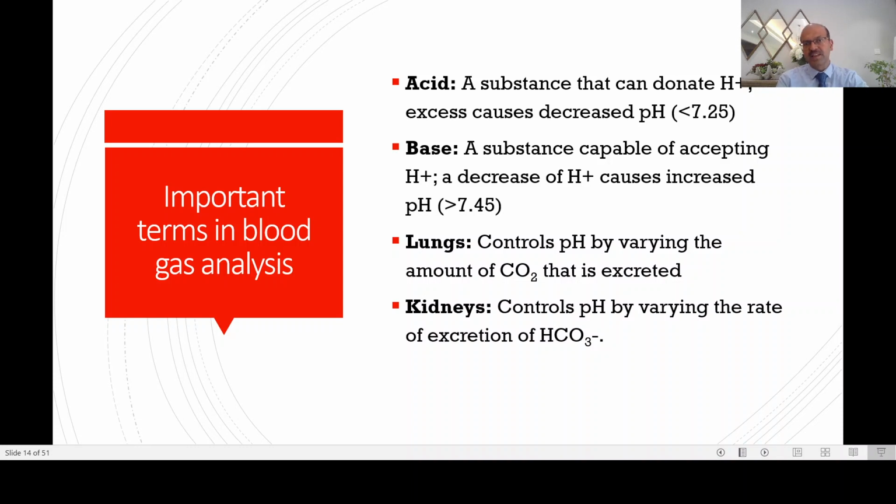Acid is any substance that can donate hydrogen ion, and it causes decreased pH if it is in excess. A base is a substance capable of accepting the hydrogen ion, and the reduction of hydrogen ion causes increased pH. The lungs are one of the buffering mechanisms where we control the pH by varying the amount of carbon dioxide that's excreted. The kidney controls pH by varying the rate of excretion of bicarbonate. It also has a role in secreting the other acids, which may accumulate in renal failure and lead to a high anion gap metabolic acidosis, as we'll see later. The buffer mechanisms in the body are, obviously, respiration through carbon dioxide, and hemoglobin, which is a buffer as well, and phosphate is a very important buffer when it comes to the pH in the body.